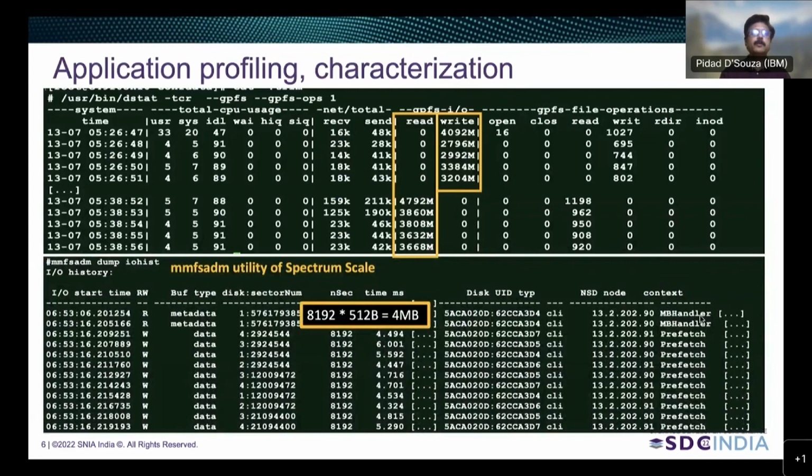Now let's look at how we can characterize the I/O using some of these application profiling tools. At the top, you can see that the same dstat is used to track the amount of data either written or read on the system. It also gives the size of data transfers. Additionally, at the bottom, you can use some of the file system specific utilities. In this example, we are using the IBM Spectrum Scale IOHIST utility, which helps us to identify the data transfer sizes along with the timestamp.